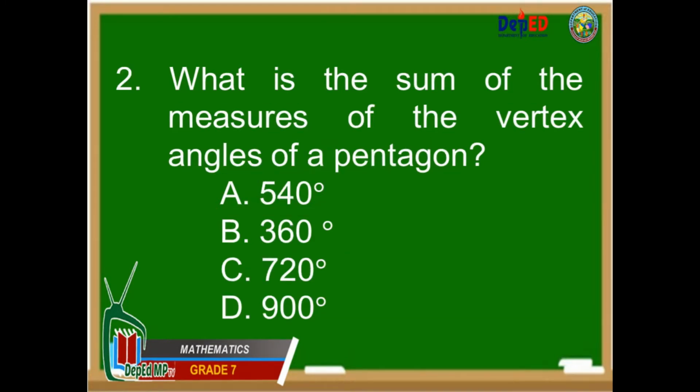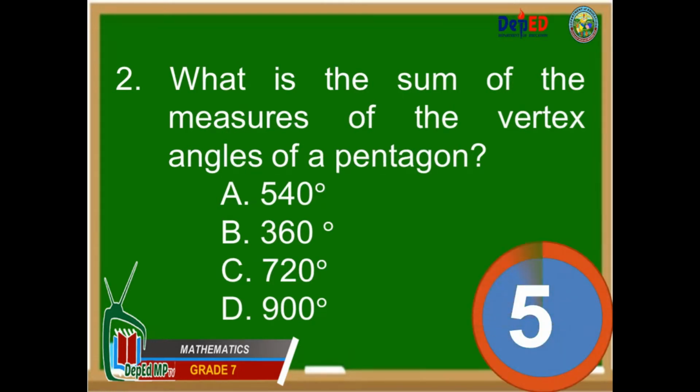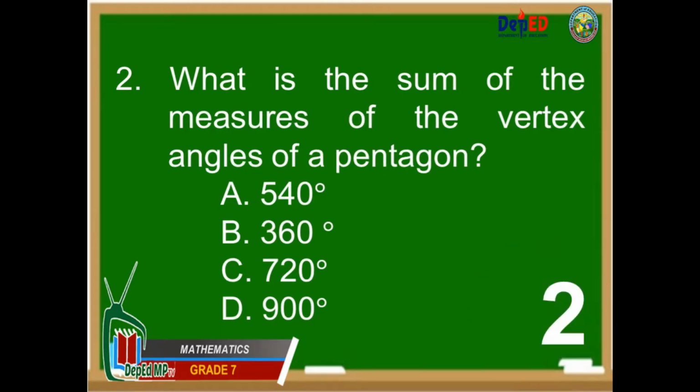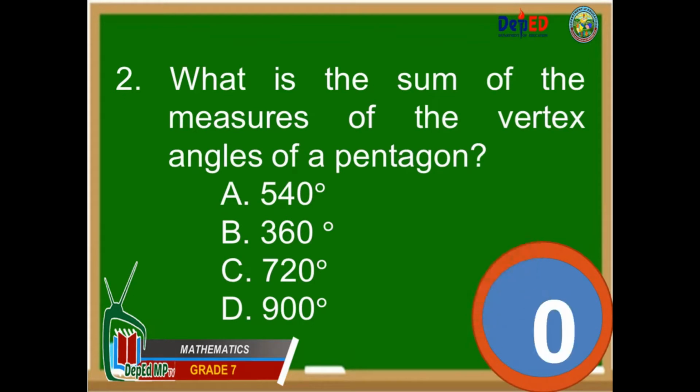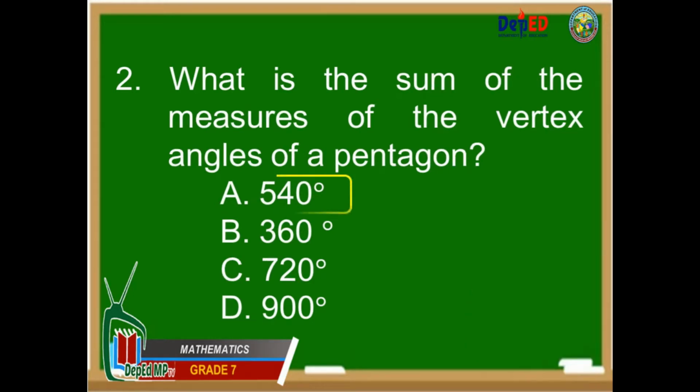Number 2. What is the sum of the measures of the vertex angles of a pentagon? Letter A, 540 degrees. Letter B, 360 degrees. Letter C, 720 degrees. Letter D, 900 degrees. And the answer is letter A.